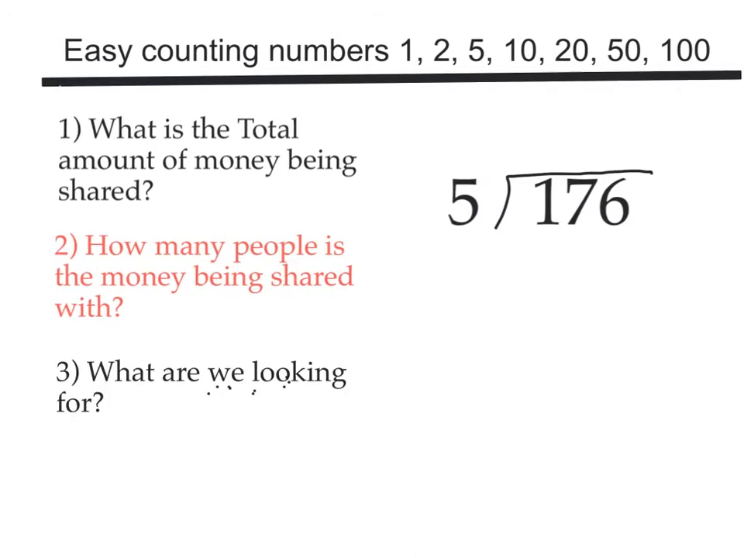The third question is, what are we looking for when we're dividing? Well, there is an academic term that is used to describe what it is that we're looking for. Do you know it? Well, it is called the quotient. And the quotient happens to be the number that is the answer to the division. And it goes right there. And we won't know it until we divide. That's what we're looking for. We're looking for how much money each of those people got when $176 is being shared among 5 people.